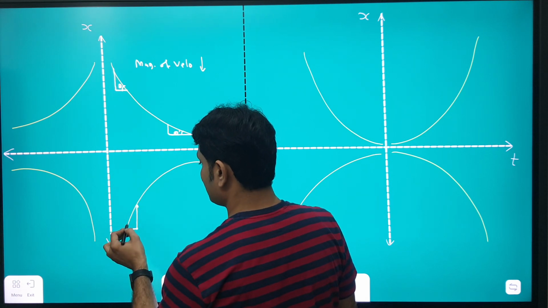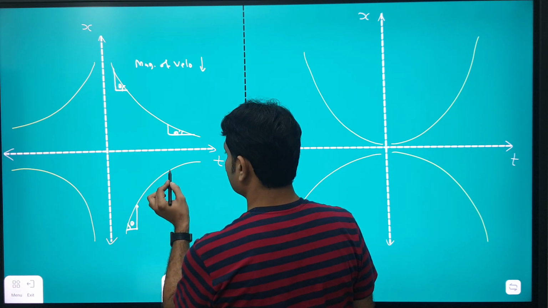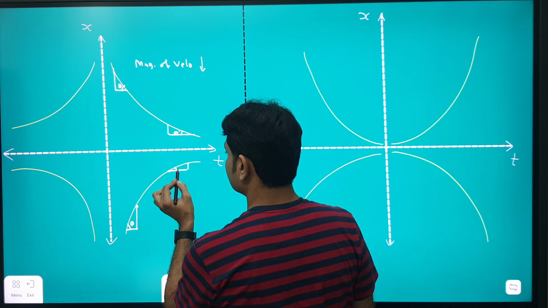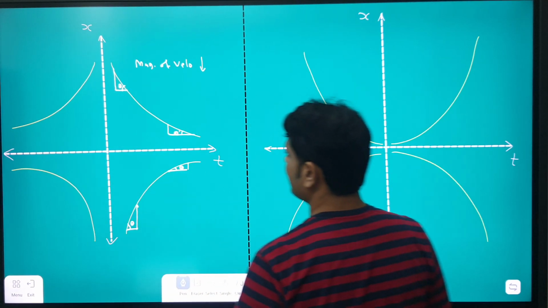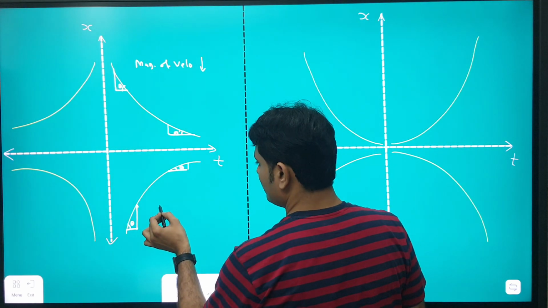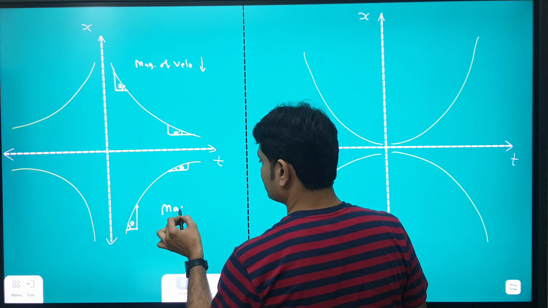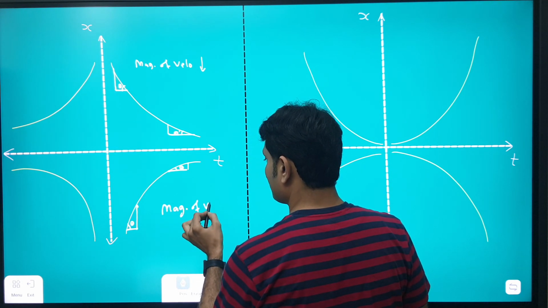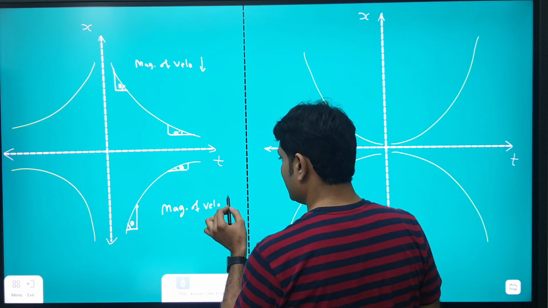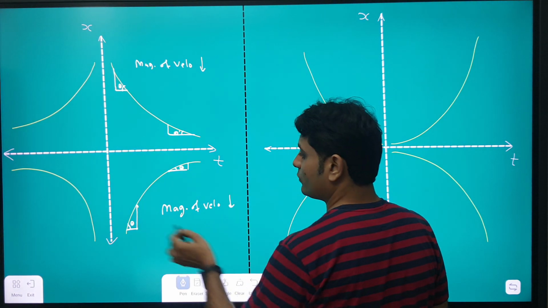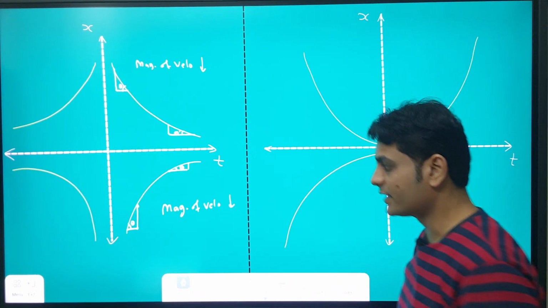The slope is greater at first. After some time the slope is decreasing. So we can say here the magnitude of velocity, again it is decreasing. Why? Because initially the slope was greater, but later on the slope decreased.